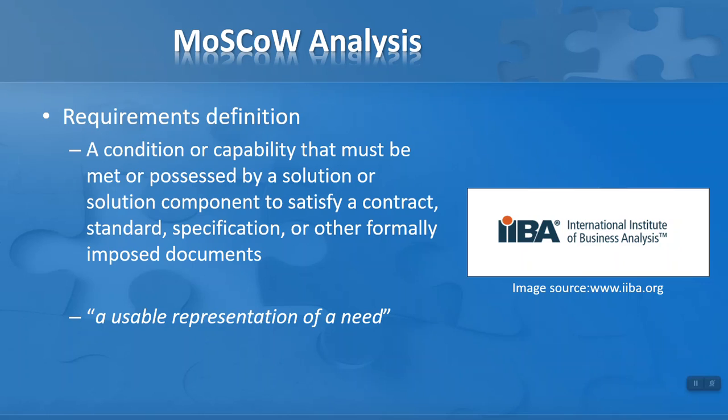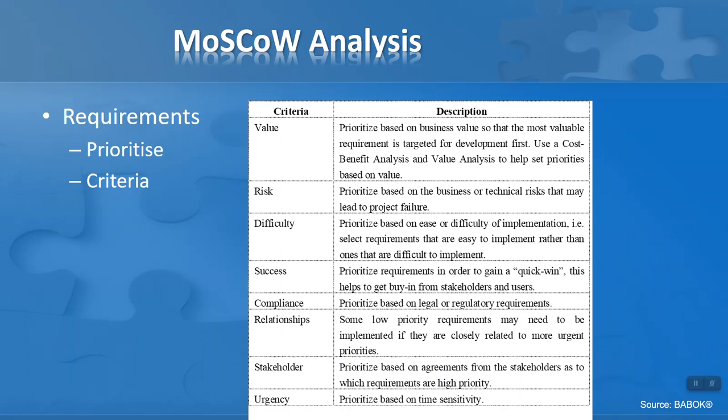So how do we use MoSCoW analysis to help us decide about the requirements, what priorities in this case? So we want to prioritize requirements, and we should have criteria on which we base this prioritization. So we don't just go and make things up. We need to have some criteria. And here's an example taken from my own book, An Introduction to Systems Business Analysis. And I've got the criteria here on the left-hand side and a description for each one.